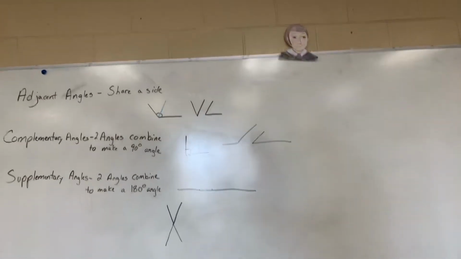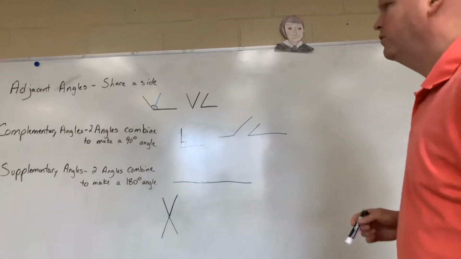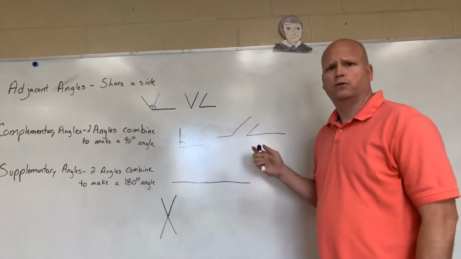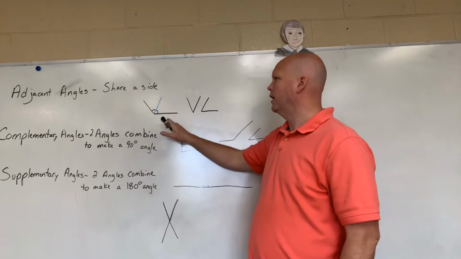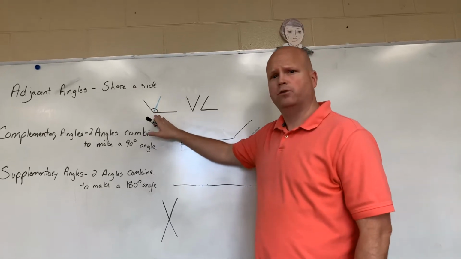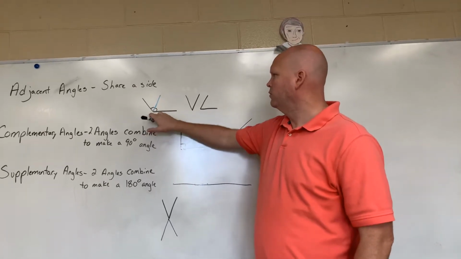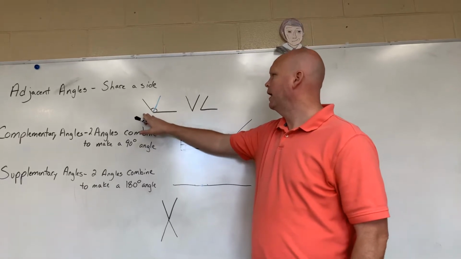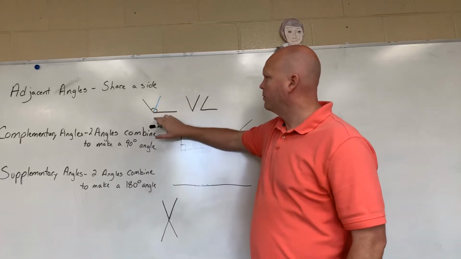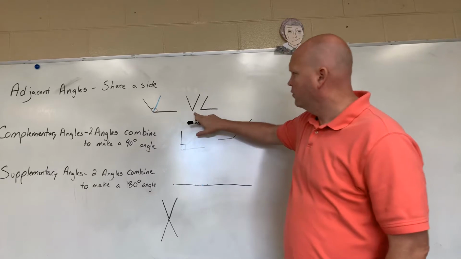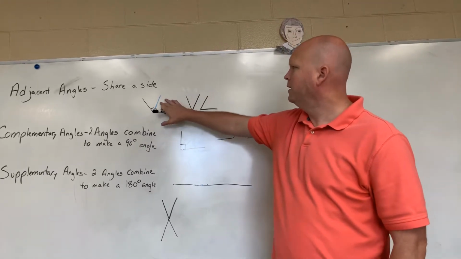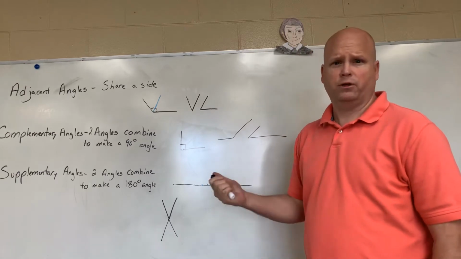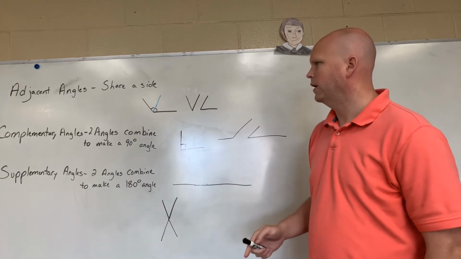All right, today we're talking about adjacent angles, complementary angles, and supplementary angles. Adjacent angles are angles that share a side, so they have to be next to each other to be adjacent. And you can see on this angle pair, the blue line represents the shared side, so it'd be the equivalent of these two angles sharing that one side, combining, and that's why they're adjacent, because they're right next to each other and they share a side.